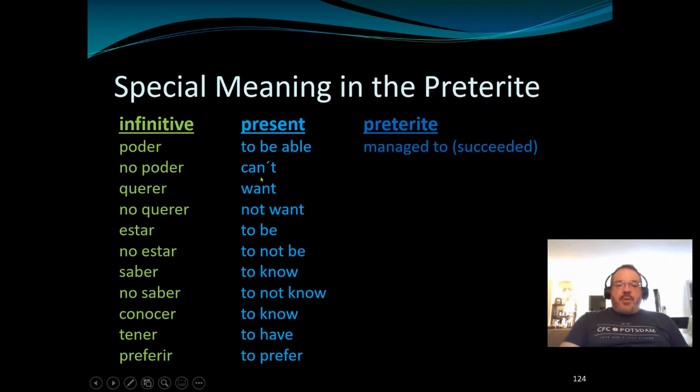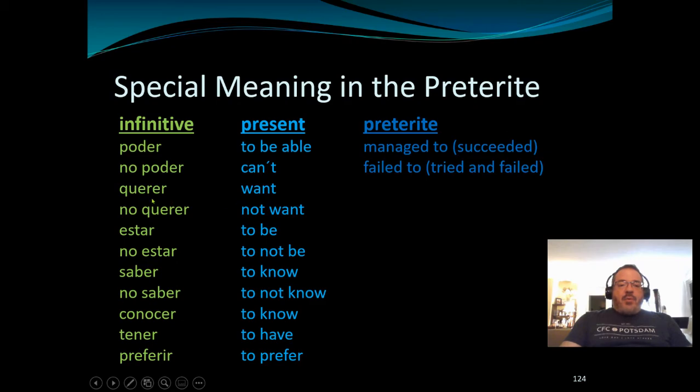Same thing with no poder. It doesn't mean I couldn't. What do you think it means? Hey, were you able to do the homework? No, I wasn't able to do the homework. That doesn't mean that your arms were broken and you couldn't pick up a piece of paper and a pencil because you couldn't. It means that you tried and failed to. There was an attempt, but there was no success. It wasn't that you weren't able, it's that you tried and failed. Because this is an event that took place in the past.